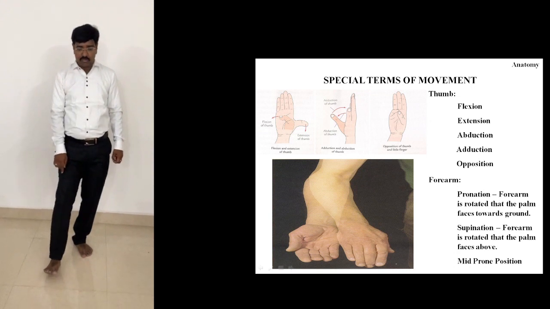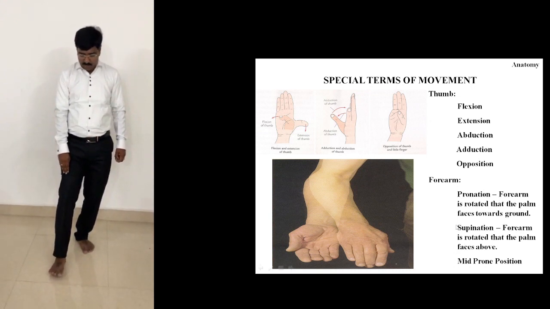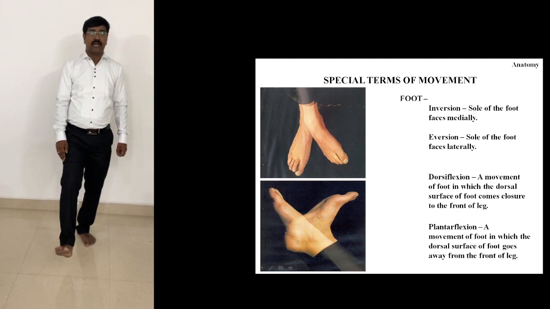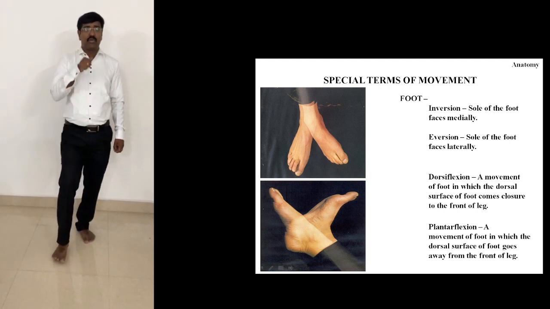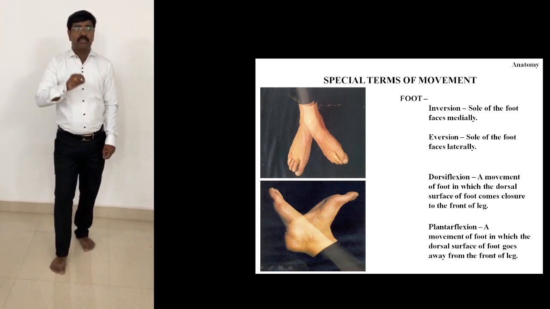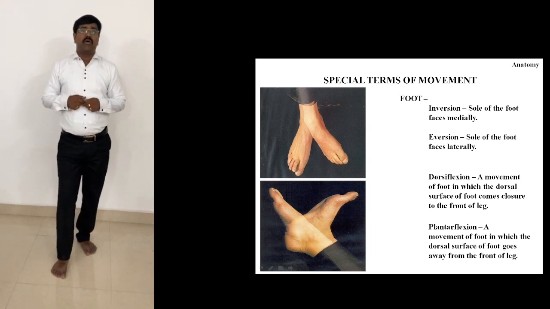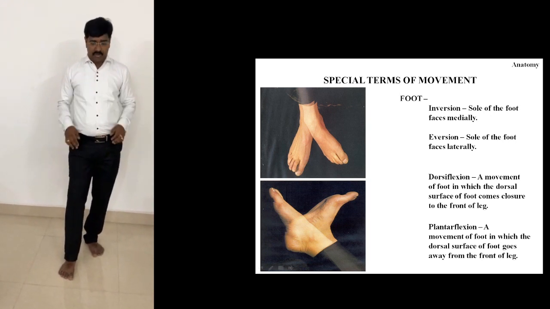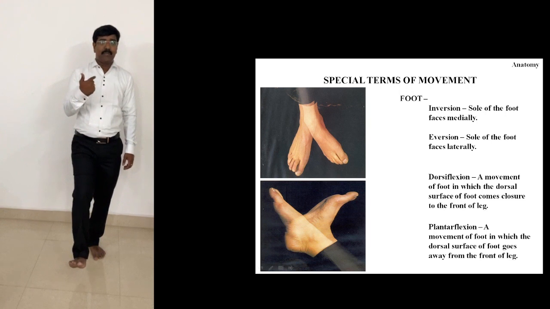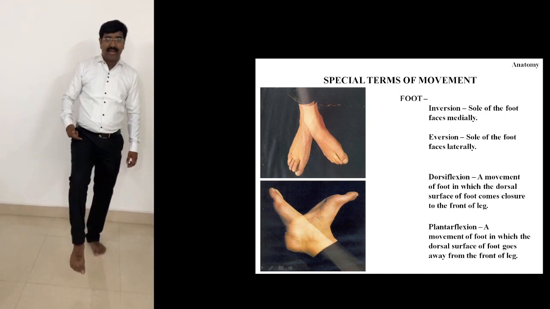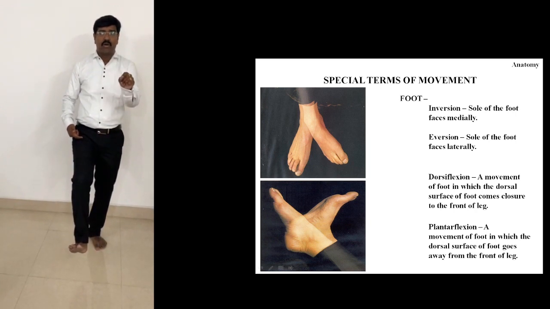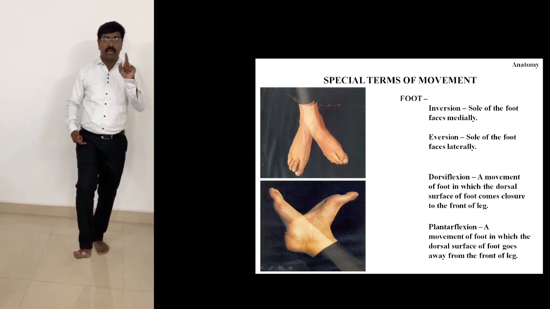I am taking my foot, so if you could observe my foot clearly. I am bringing it upwards. That is called dorsiflexion. What is dorsiflexion? Dorsiflexion is a movement of the foot in which the dorsal surface of the foot is coming towards the front. Now I am bringing it towards the front. Now I have made my dorsiflexion. The next one is when I move to the opposite side, plantar flexion. This is dorsiflexion. Plantar flexion is a movement in which the dorsal surface of the foot is moving away from the leg.